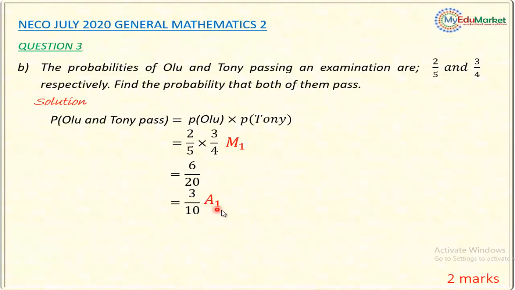and getting the probability as 3/10 exactly, you have accuracy 1 mark. Sometimes the marking scheme does allow decimal, so you can divide 3 by 10 to get 0.3. It's still allowed sometimes, the marking scheme. So in total, this question has only 2 marks.